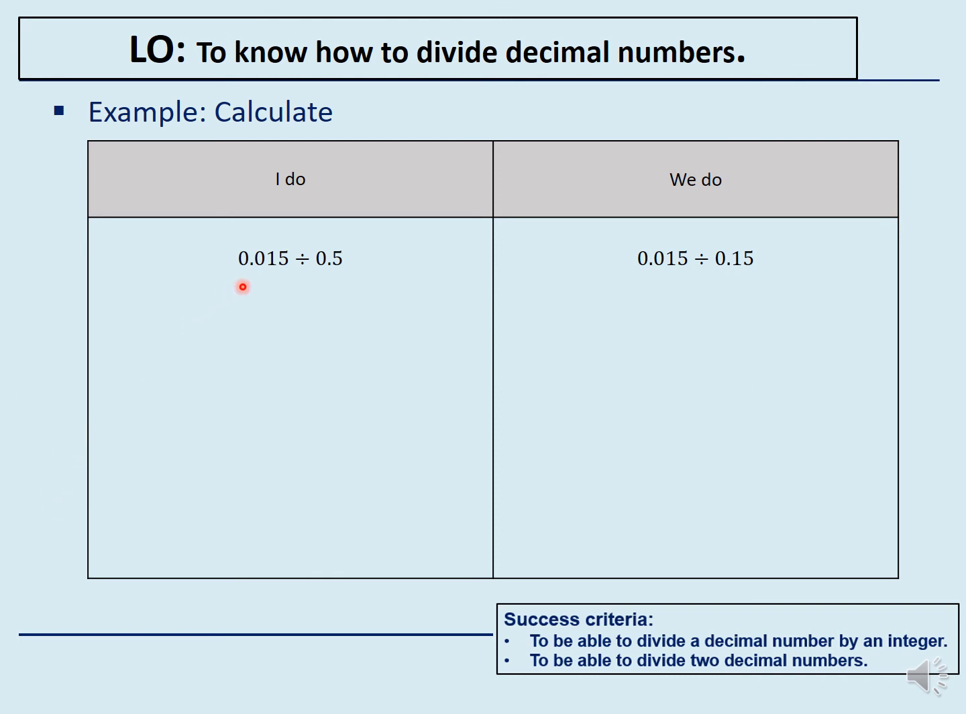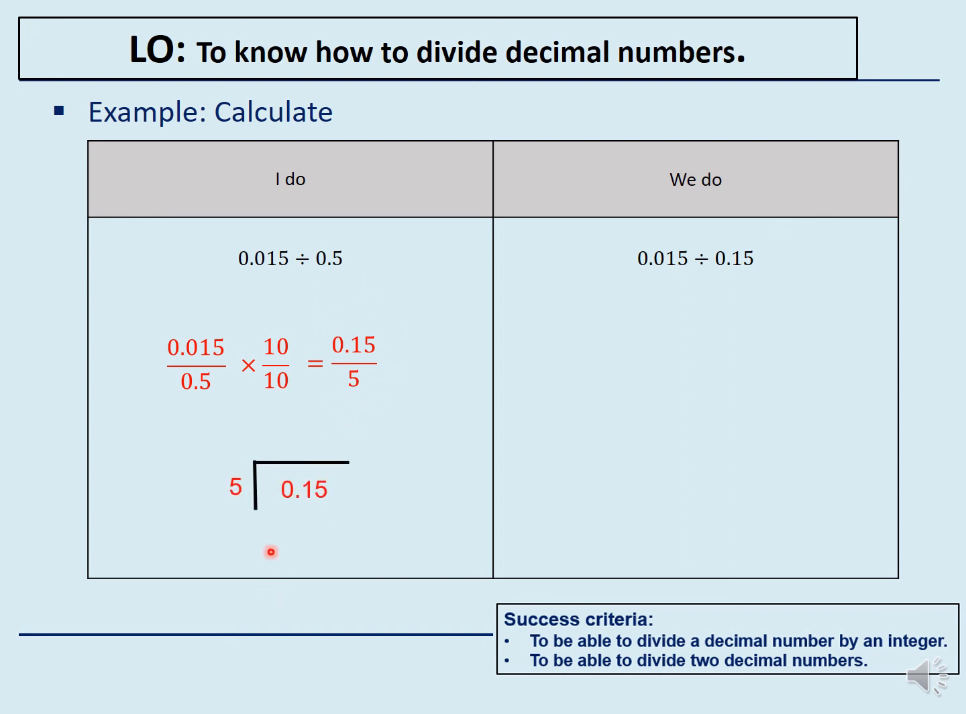Decimal number, decimal number. I need to write them as a fraction. Then check the denominator. How many decimal places? Only one. So I need to times by only 10. Same for the numerator. If I do that multiplication, I get that. I can't leave my answer like this, so I need to use the bus stop method or short division.